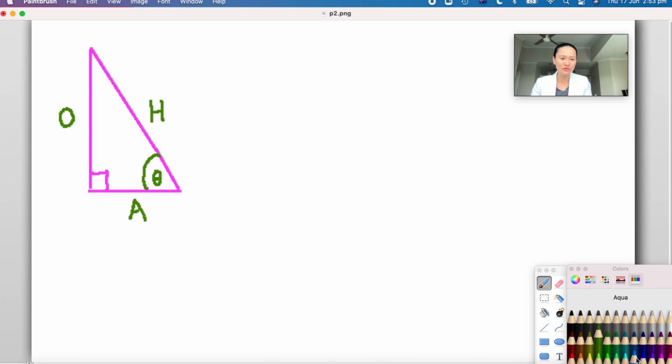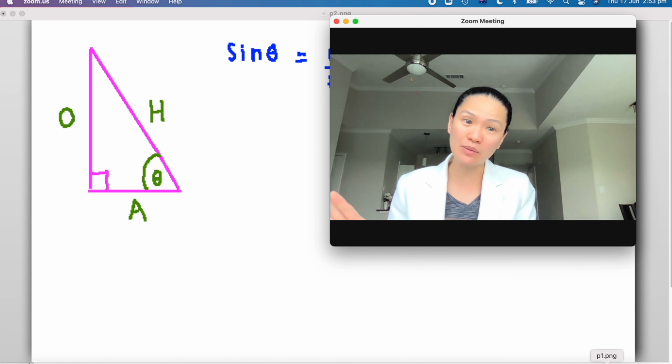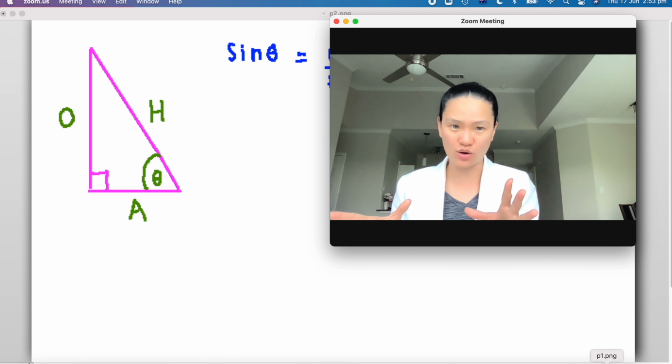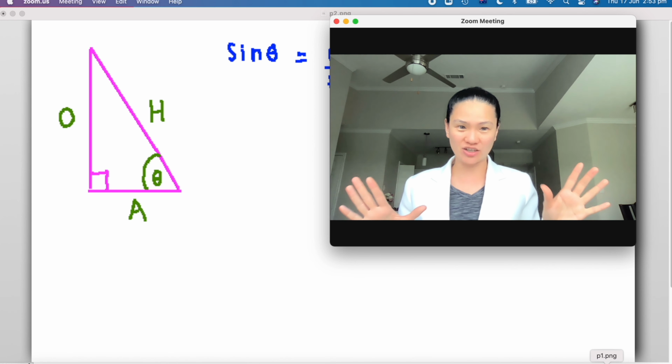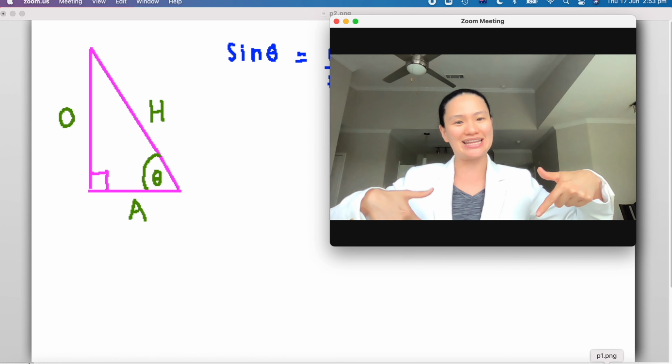And then you need to remember our sine, cos, tan. Sine theta equals opposite over hypotenuse. Please remember that you can find more detail about the unit circle that links with circular functions in another video clip that I made for you. I'm going to insert the link here as well.